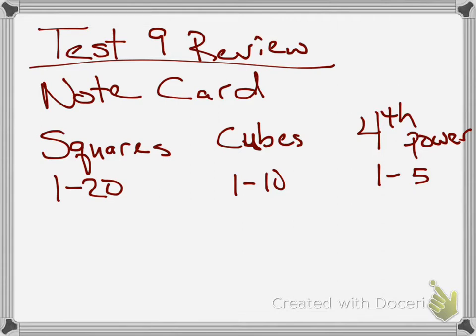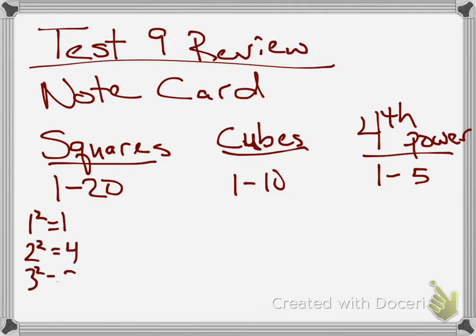On the note card, I would at least have those perfect squares, probably 1 through 20, your cubes 1 through 10, and through the fourth power 1 through 5. So like, saying 1 squared is 1, 2 squared is 4, 3 squared is 9, that type of thing. 1 cubed is 1, 2 cubed is 8, and that way you also know that if you need to go backwards, you can. Like, the cube root of 27 is 3, that type of thing.